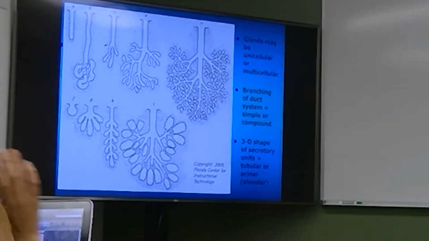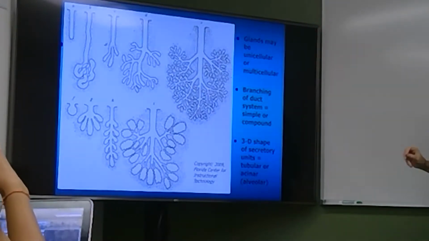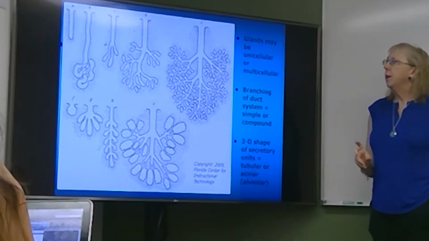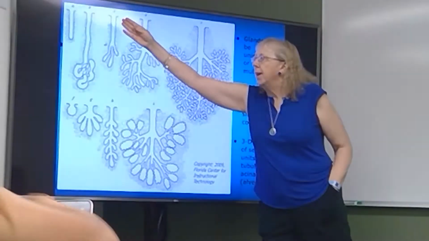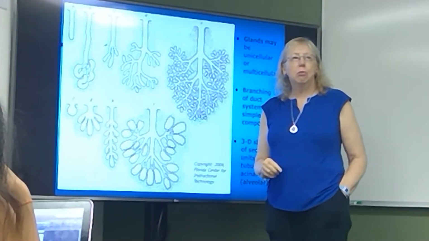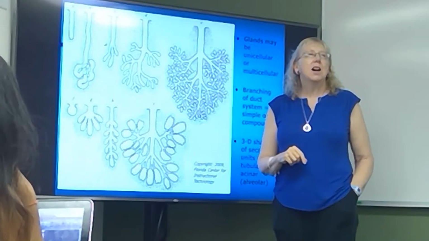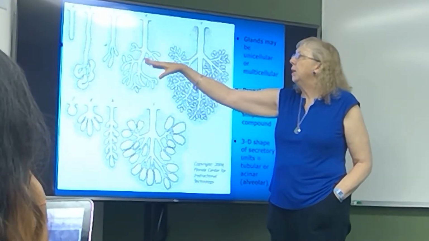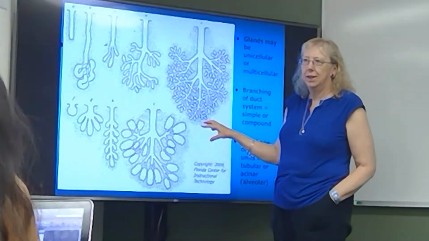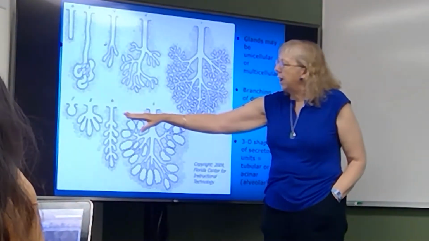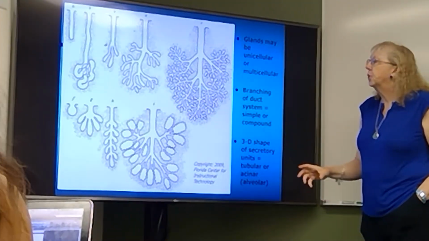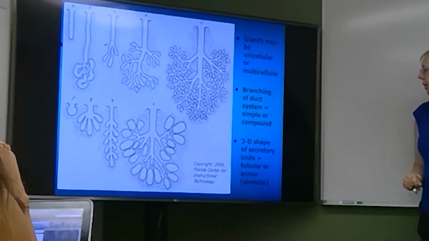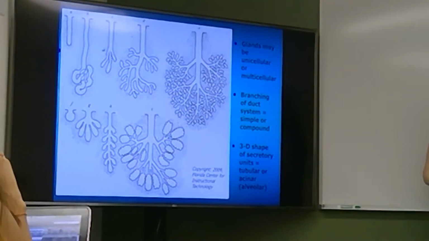And this little slide tells you that we have lots of different shapes for glands. They can be simple tubular glands. They can be a tube that comes down and gets all wound around and around, as we will find in our sweat glands. They can also branch simply, or more complicated, or way more complicated. And then we also have glands that will have clusters of cells at the ends of ducts. So that's what we're going to be looking at.